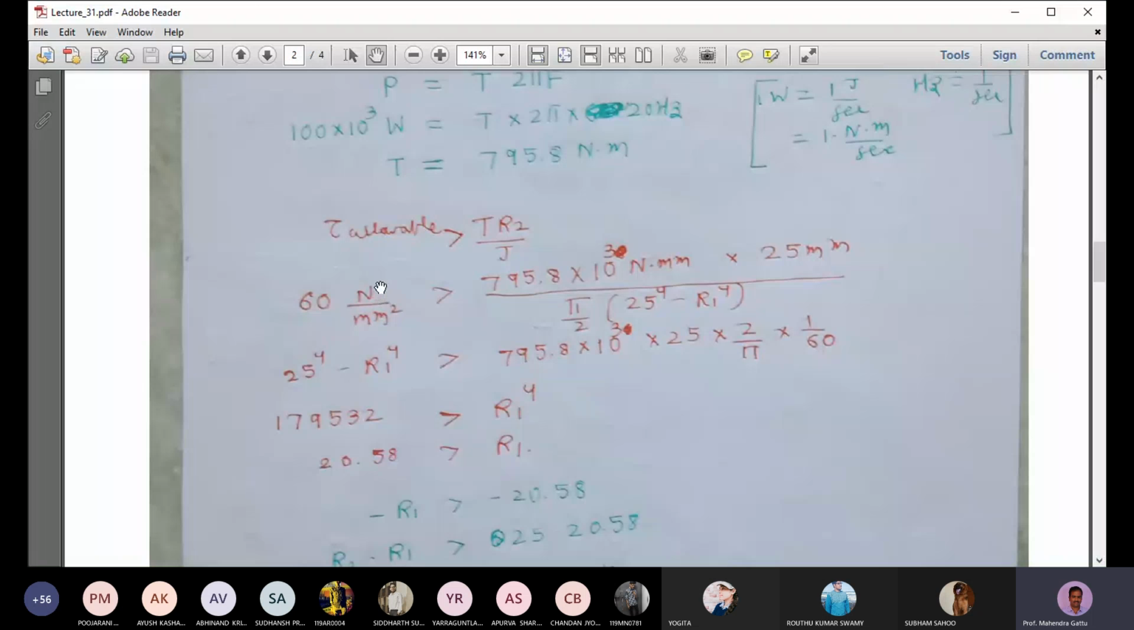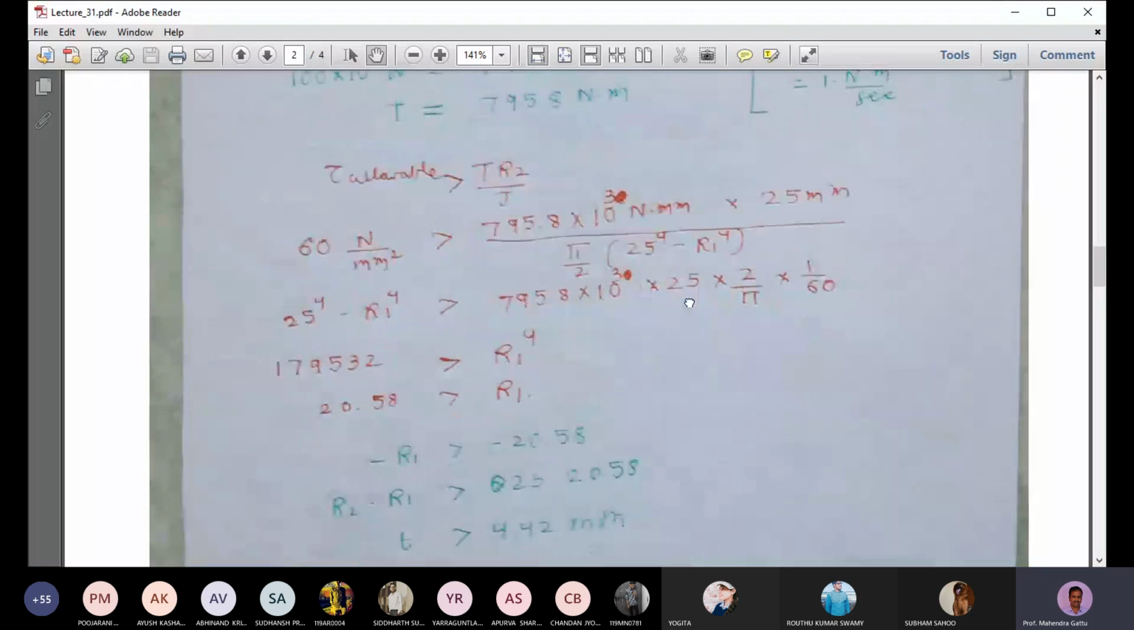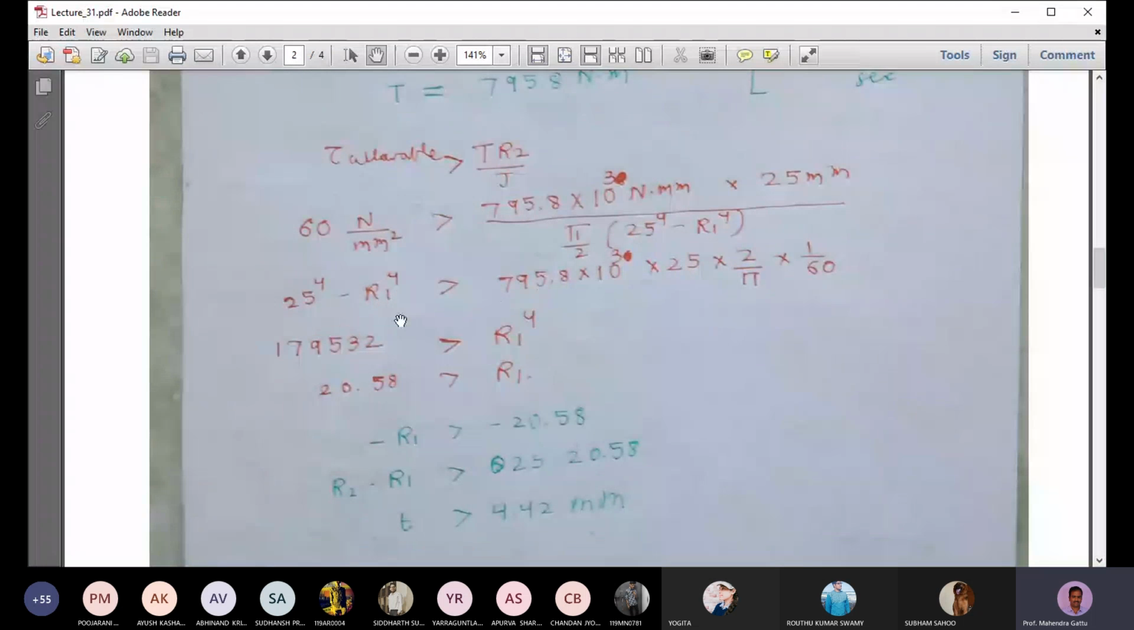So if you cancel out the units, Newton will cancel out, and millimeter square will become millimeter power 4. And we can send 25 power 4 minus R1 power 4 to the right hand side, and 60 to the right hand side. So we get some expression. We have to find what is R1 power 4. So we can send R1 power 4 to the right hand side, and the limiting value for R1 is coming as 20.58. So the R1 value should not exceed 20.58.